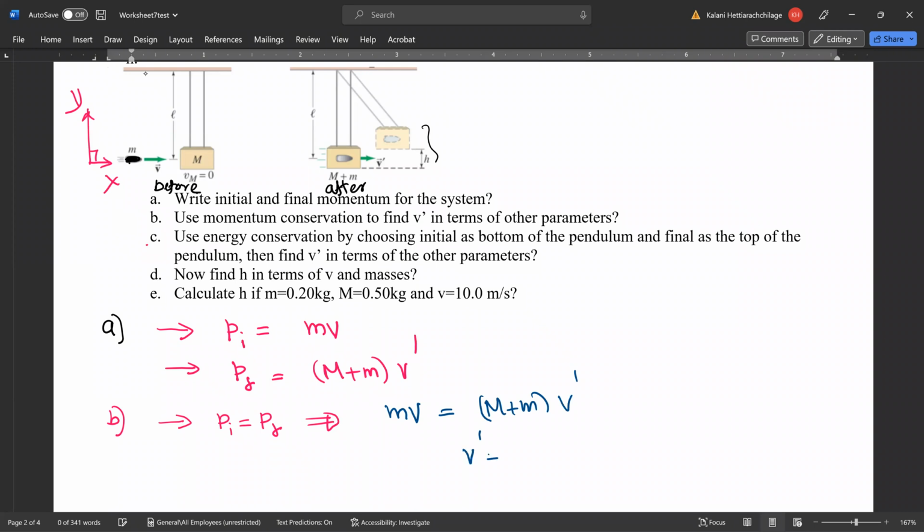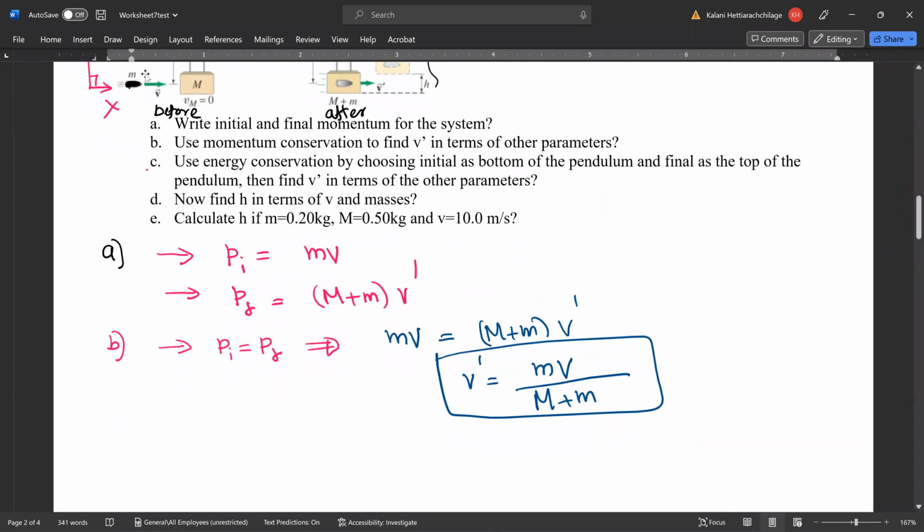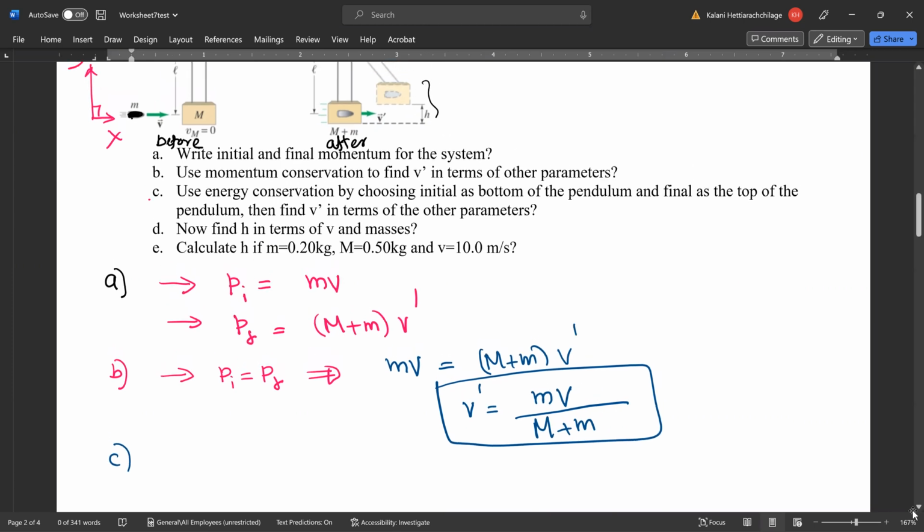So V prime equals MV divided by M plus M. Okay, so now we're done with B, and now C. Use energy conservation by choosing the initial as the bottom of the pendulum and the final as the top of the pendulum, then find V prime in terms of other parameters.